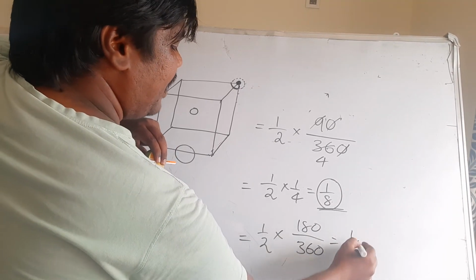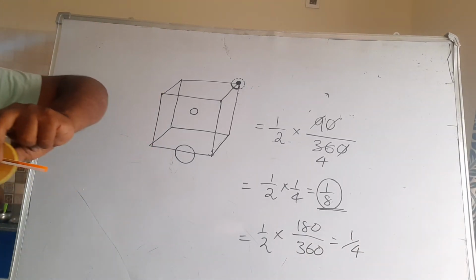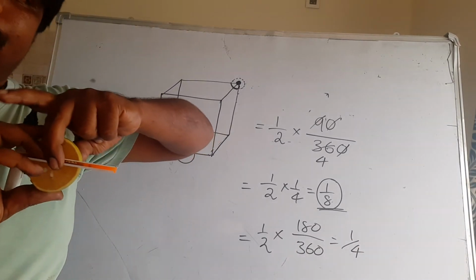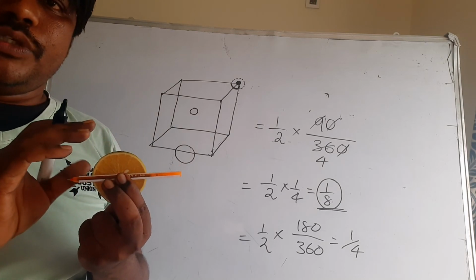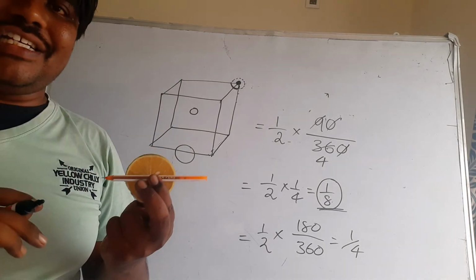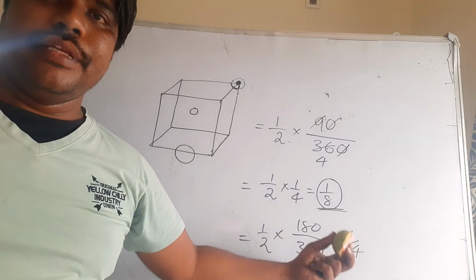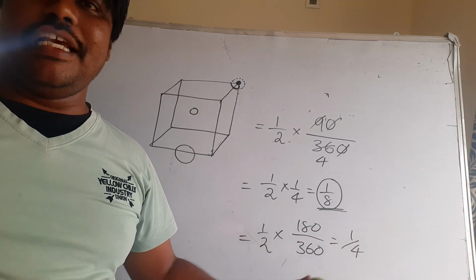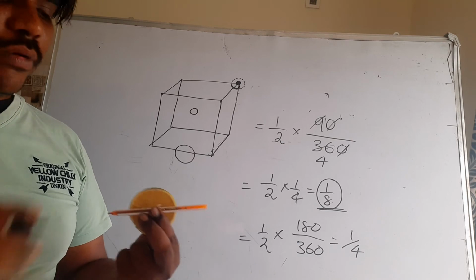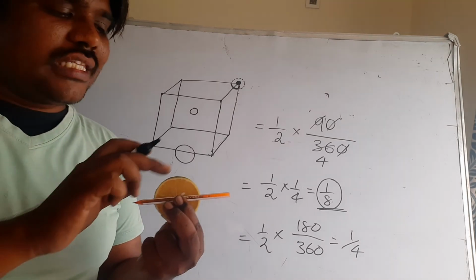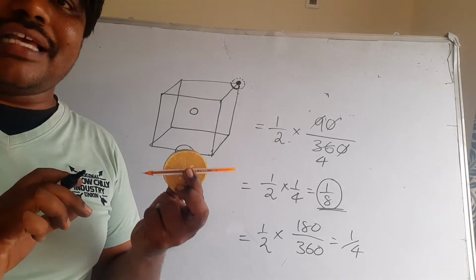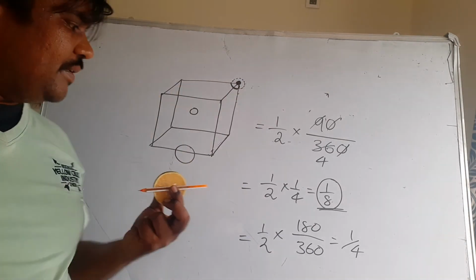Now it is 1 by 4. The lattice point which is going to contribute to the unit cell which is on the edge is 1 by 4. Just keep this in your mind. What is the contribution of a lattice point which is on the edge to the unit cell?